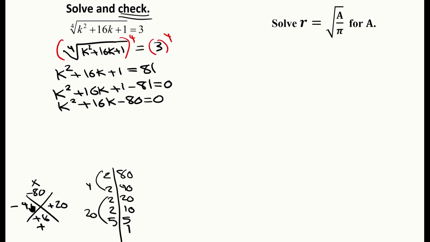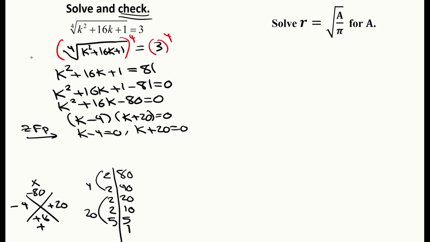Notice that their product is now negative 80 and their sum is positive 16. So that should be our numbers. So we get k minus 4 times k plus 20 is equal to 0. So we get k minus 4 equals 0 by the zero factor property, or k plus 20 equals 0. So either k equals 4 or k equals negative 20.